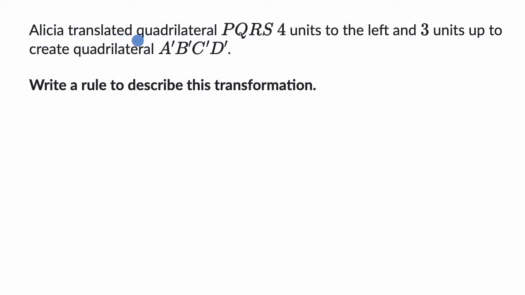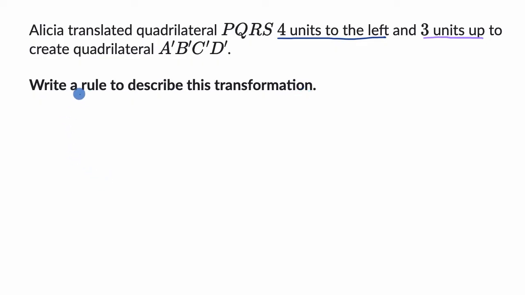We're told Alicia translated quadrilateral PQRS 4 units to the left and 3 units up to create quadrilateral A prime, B prime, C prime, D prime. Write a rule to describe this transformation. So pause this video, have a go at it, and then we'll do it together.